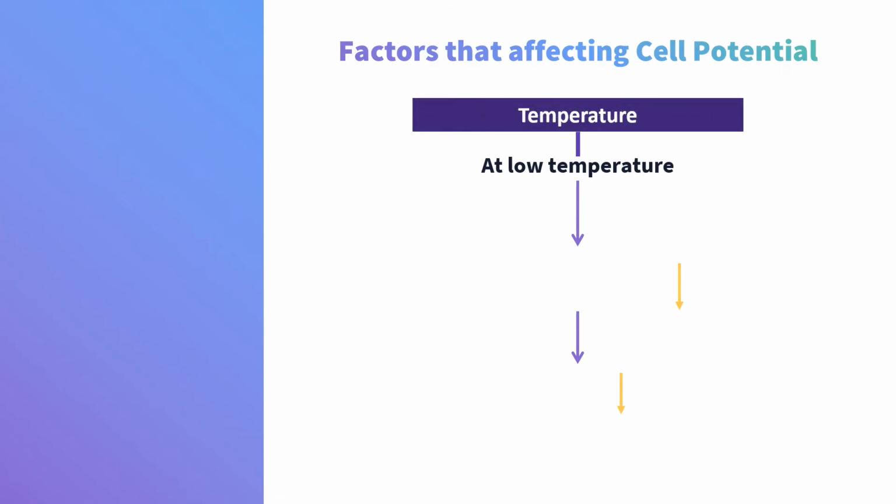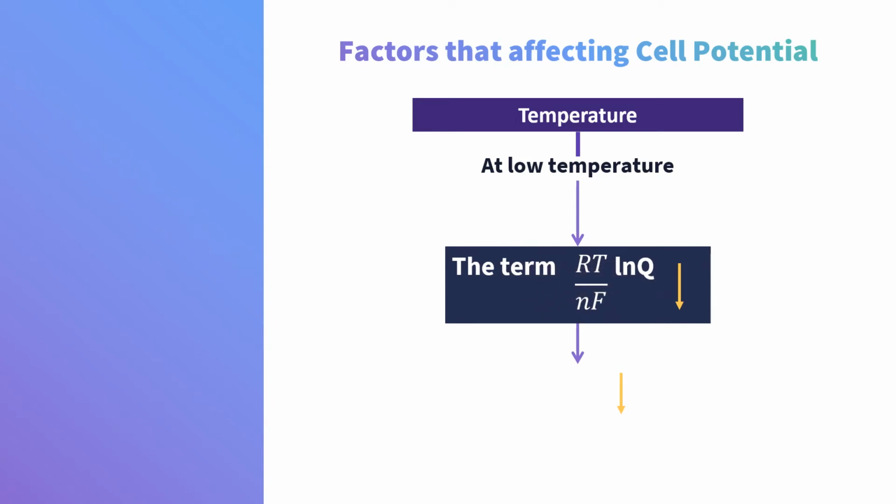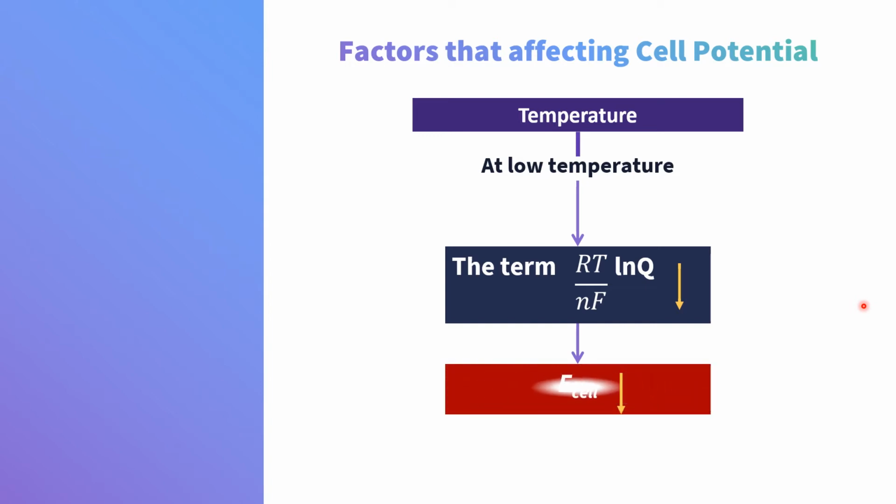Now we look at factors affecting cell potential. We can use the Nernst equation to study the factors affecting the cell potential. For the temperature factor, at low temperature, the term RT over nF times log Q will decrease also, so the cell potential will decrease.